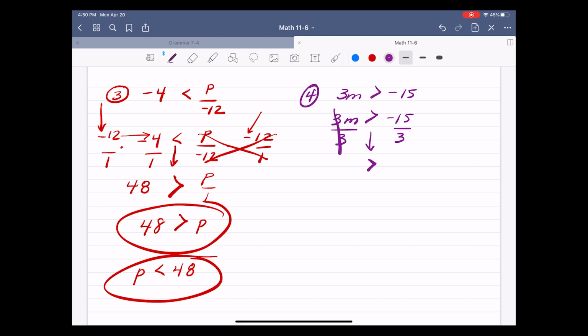So 3 divided by 3 is 1. 1 times m is m. Negative 15 divided by 3 is negative 5. M has to be greater than negative 5. Okay, so if 3 times negative 5 is negative 15, in order for this to be true, m has to be bigger than negative 5, and it can't include it. So let's try it out. Let's say negative 4. 3 times negative 4 is greater than negative 15. Is that true? Yep, that's true.